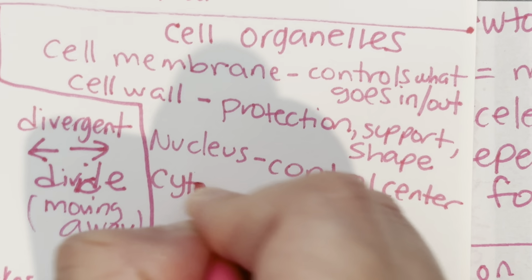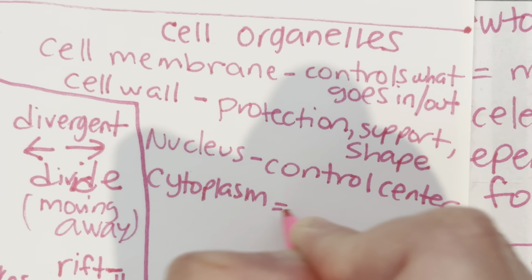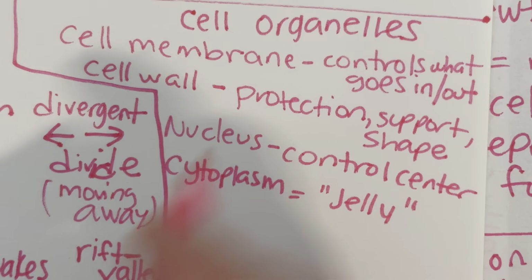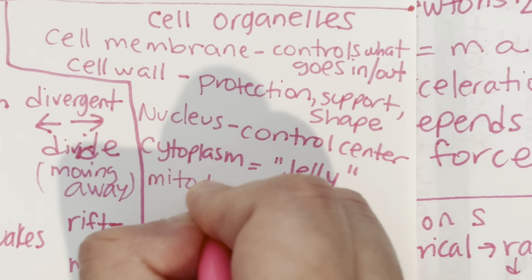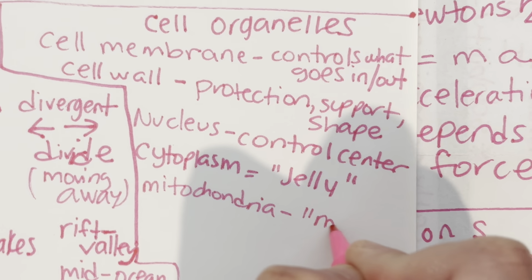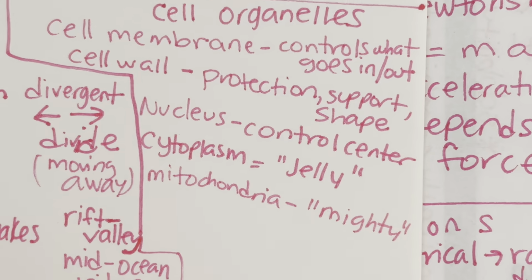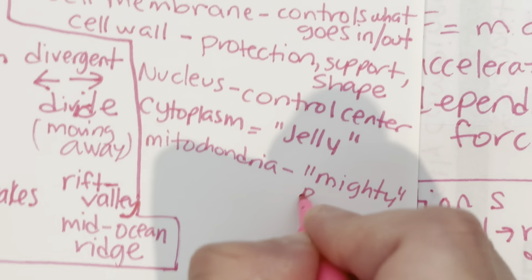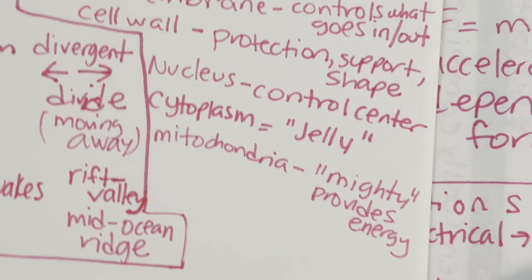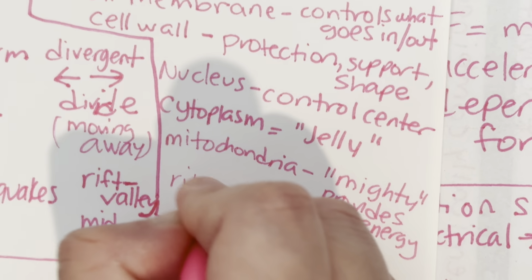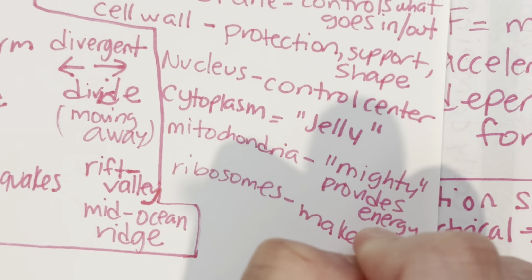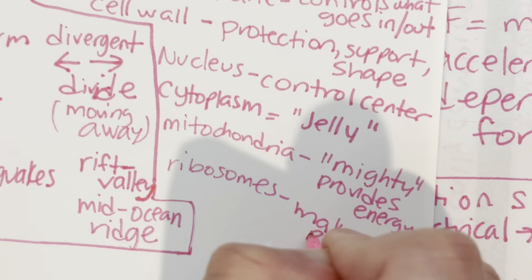The cytoplasm is a jelly that holds all the organelles together. The mitochondria is called the mighty mitochondria, right? It's mighty. And it provides energy so the cell can perform its functions. Ribosomes make protein, like your packed lunch, right? Ribosomes make protein.